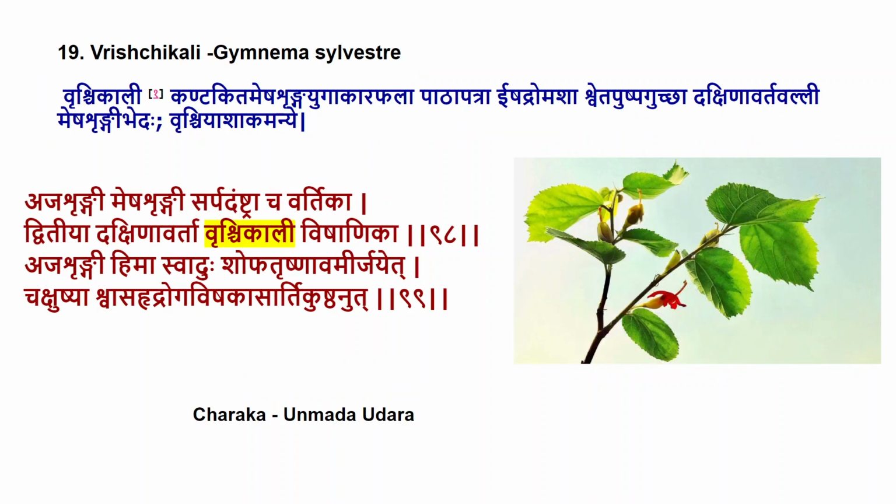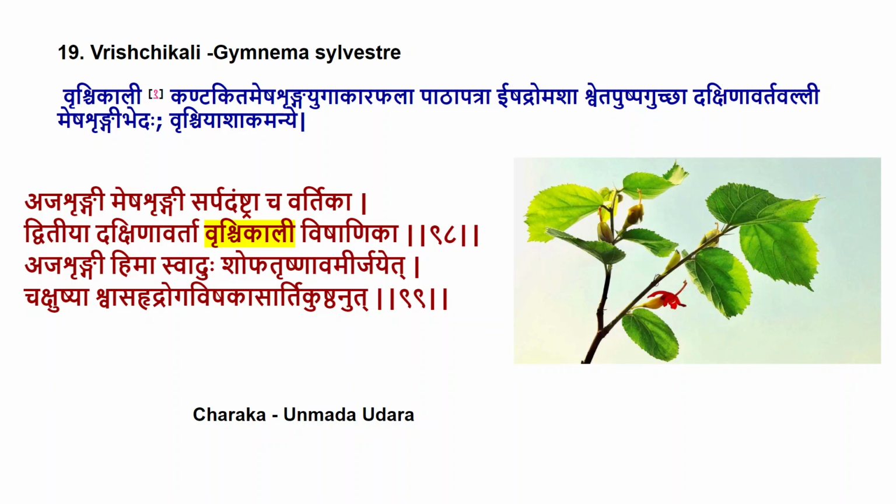Vrishchikali is another of the plants. That's Gymnema sylvestre. And Vrishchikali, according to Dalhana, Kantakita Meshashringi Yugakara Phala, Pathapatra, Isha Drobasha, Shweta Pushpagucha, Dakshina Avarta Valli, Meshashringi Vedaha. It's a variety of Meshashringi according to Dalhana. Now, but commentary, Nighantu has considered this as a synonym of the Meshashringi. According to this Nighantu, Ajashringi, Meshashringi, Sarpadamsajabatika, Dirghadya, Dakshinavarta, Vrishchikali, Vishanika. Now, these are the synonyms according to Nighantu.